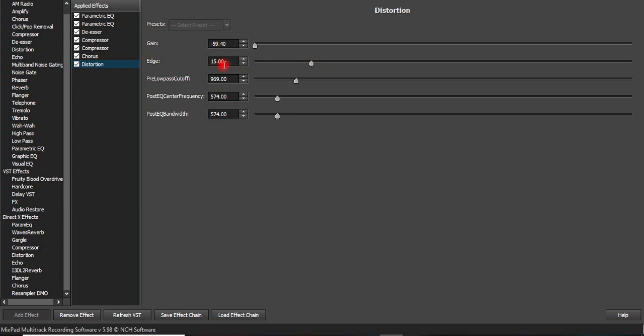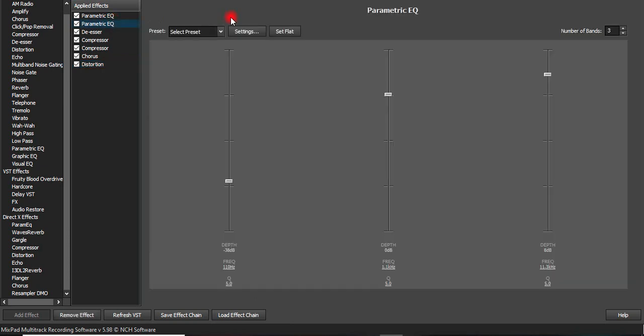and put it on 15%. Then my cutoff is on 969. This one is on 574, and my post EQ band is on 574. This one is the post EQ center frequency, which means we are talking about our center frequency. We are talking about our mids because we want our mids to be relevant. We don't want to fight those mids here.